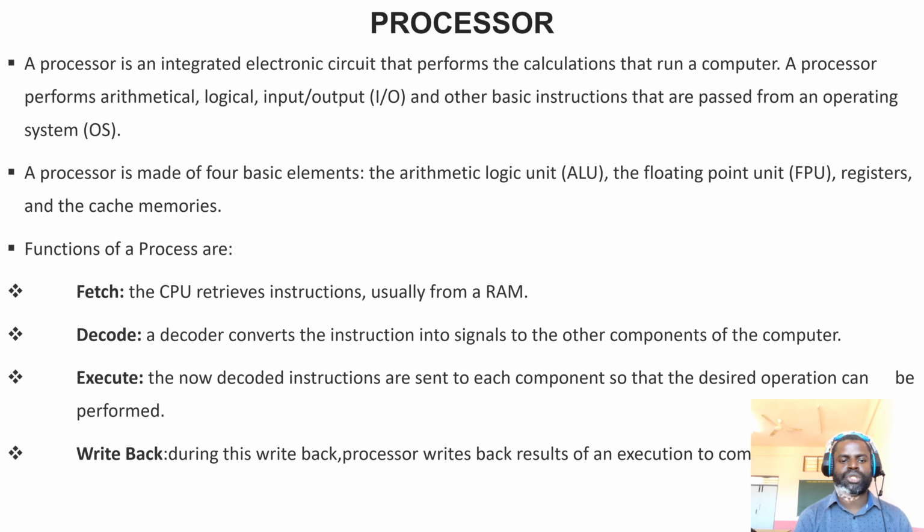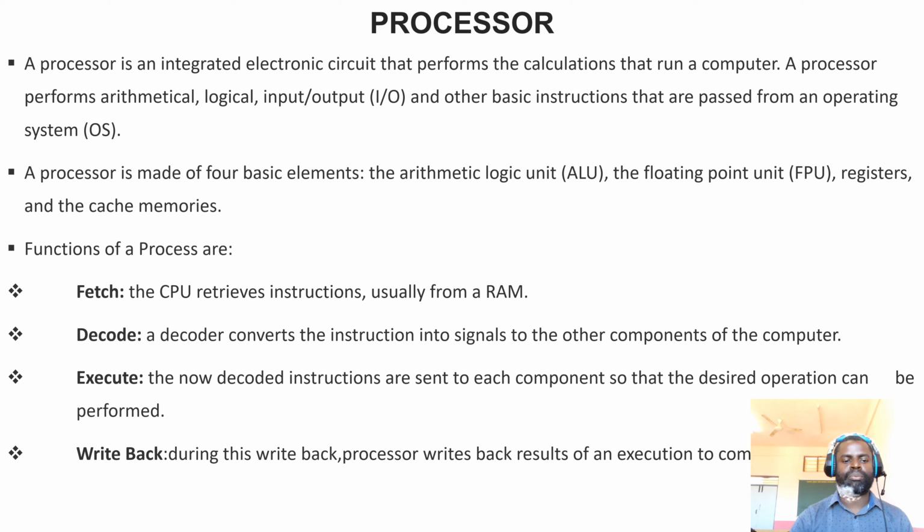Any processor will have four basic elements. The first element is the arithmetic logic unit or ALU, then the floating point unit FPU, registers and the cache memories. So these are the four elements of a processor.